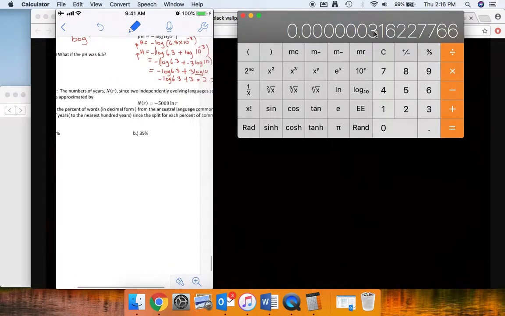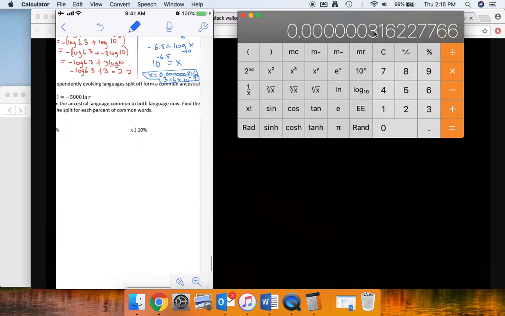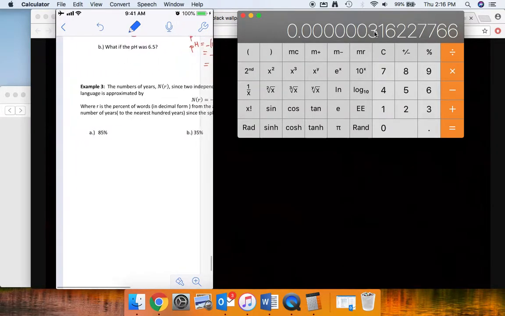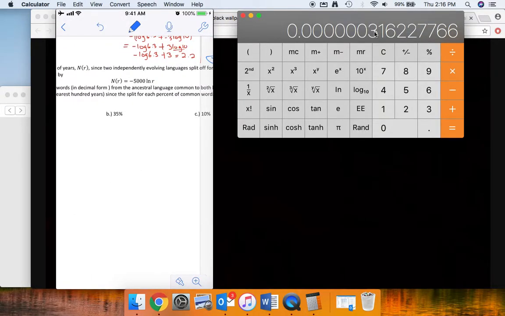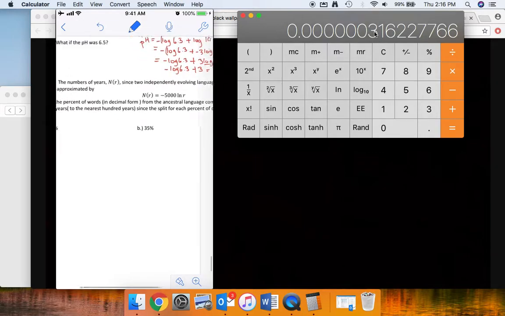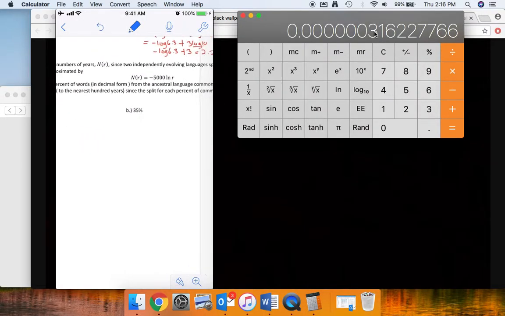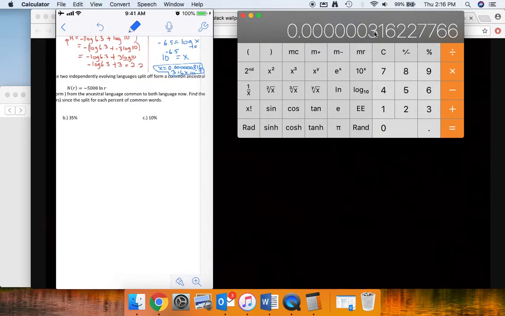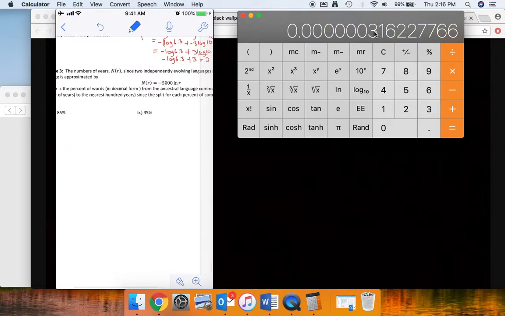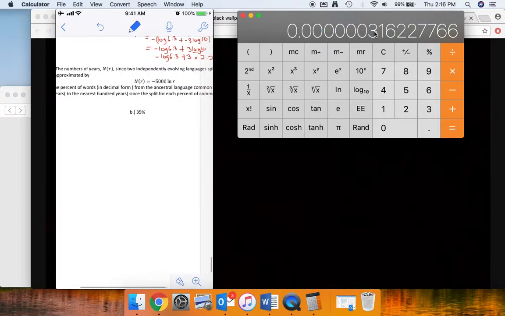The number of years N of R since two independently evolving languages split off from an ancestral language is approximated by N of R equals negative 5,000 ln R. Okay, so one with a natural log this time. Where R is the percentage of words in decimal form from the ancestral language common to both languages now. Find the number of years to the nearest 100 years since the split of each percent of common words.